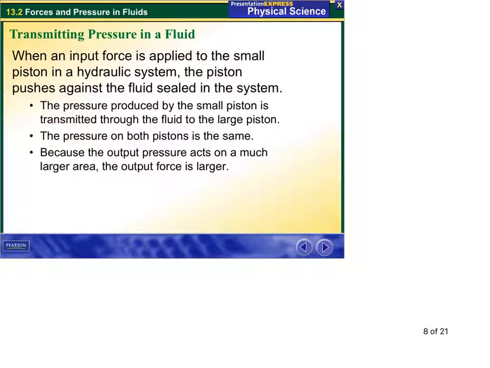An input force is applied to the small piston in a hydraulic system. The piston pushes against the fluid sealed within the system. Pressure produced by the small piston is transmitted throughout the fluid to the large piston. Pressure on both pistons is the same. Because the output pressure acts on a much larger area, the output force is larger.